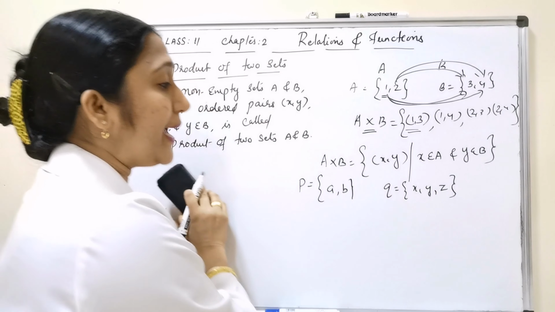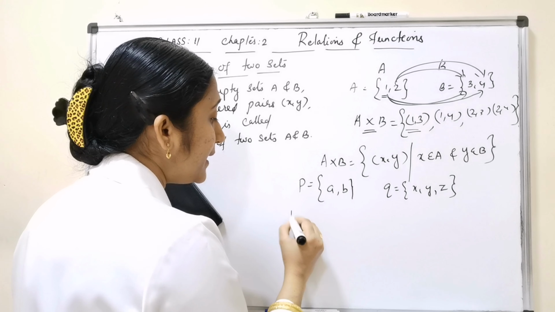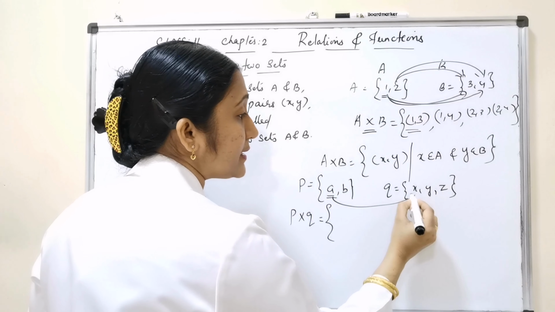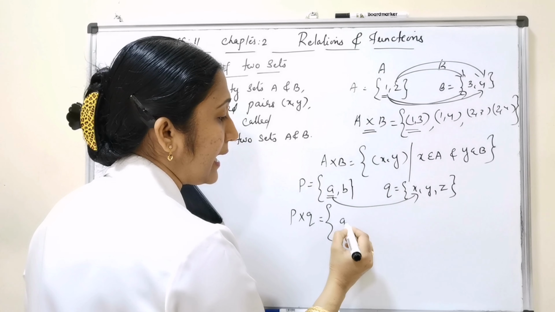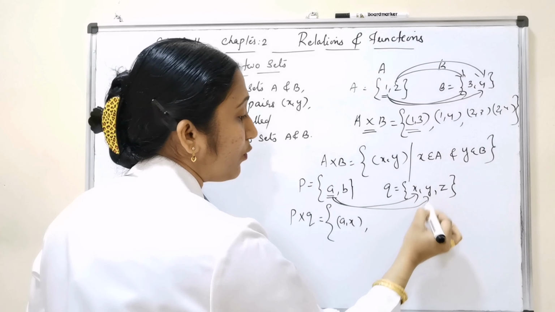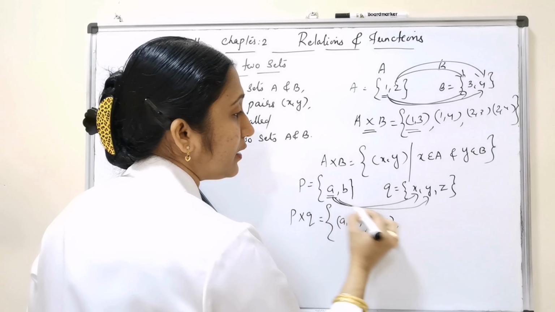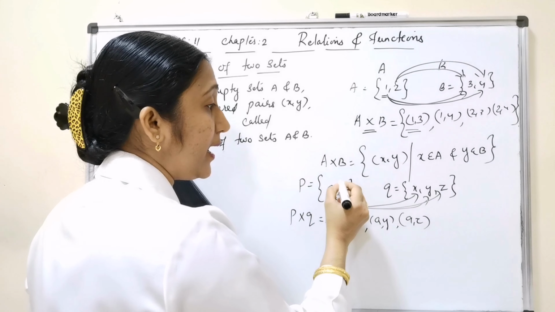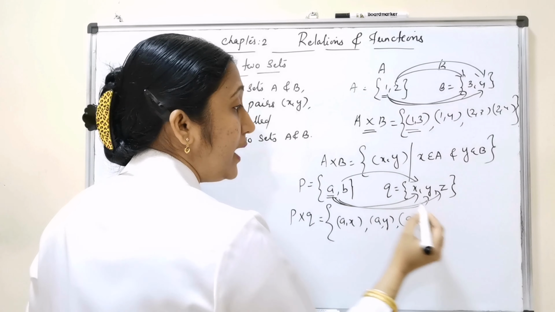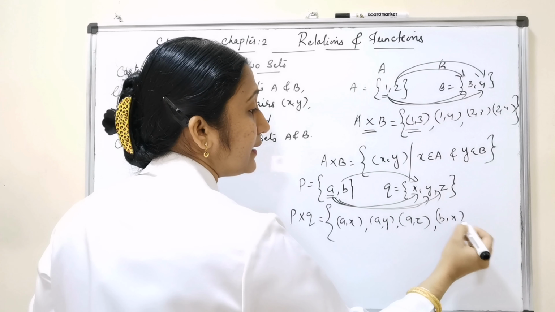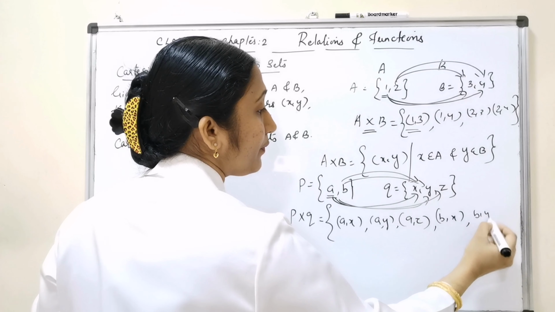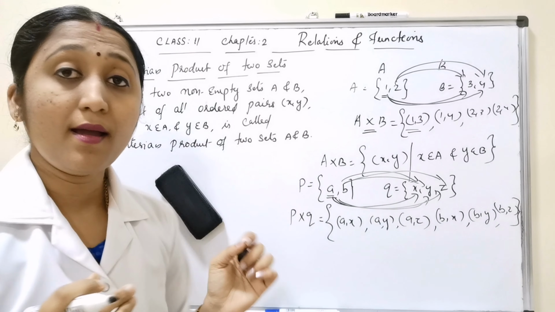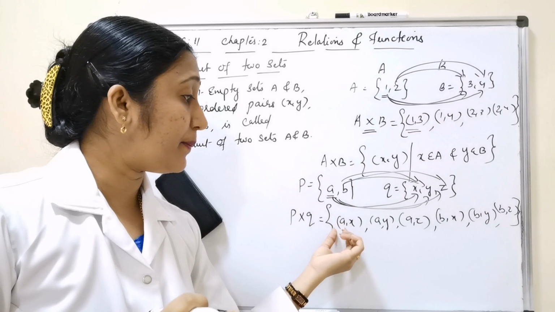So how can we find the Cartesian product? P cross Q is nothing but: the first element paired with each element of the second set, that is (a, x), then (a, y), then (a, z). Next the second element of the P set with the elements of the Q set, that is (b, x), then (b, y), then (b, z). Finished.